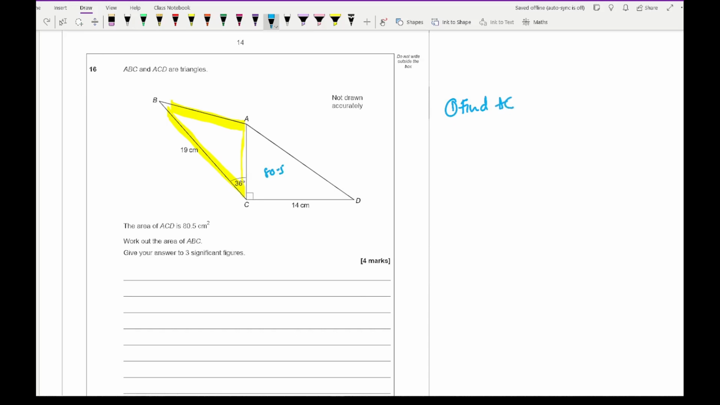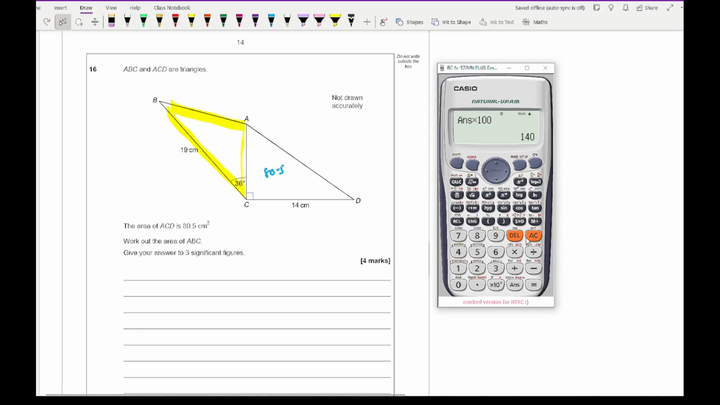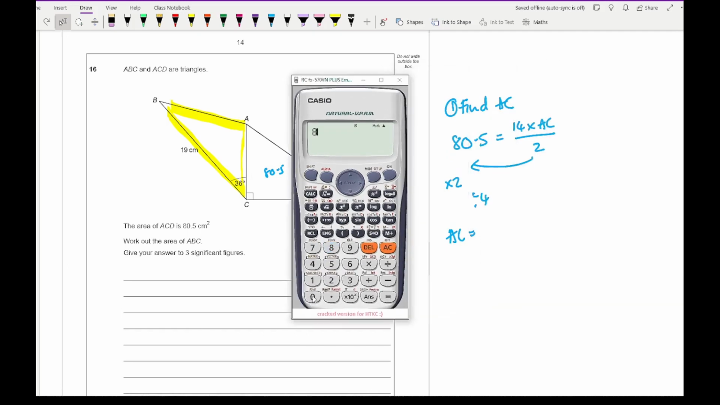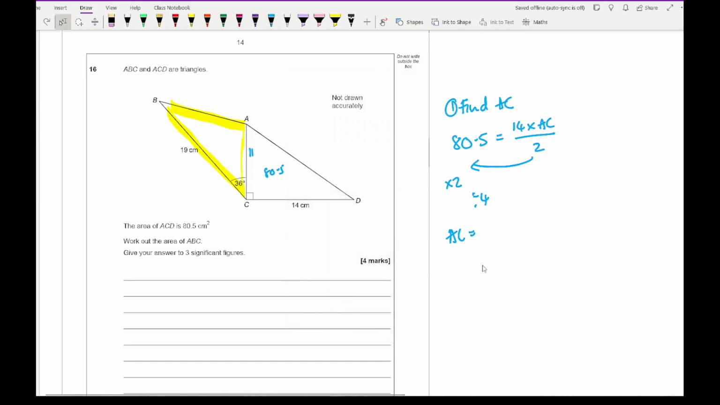A to C. Now we do that by working out the area of the triangle ACD, which is 80.5, equal to the base, which is 14, times the length AC divided by 2. So if I rearrange this by multiplying by 2 and then dividing by 14, I get A to C. Getting the calculator out, I've got 80.5 multiplied by 2 divided by 14, which gives me an answer of 11.5. So this length here is 11.5.